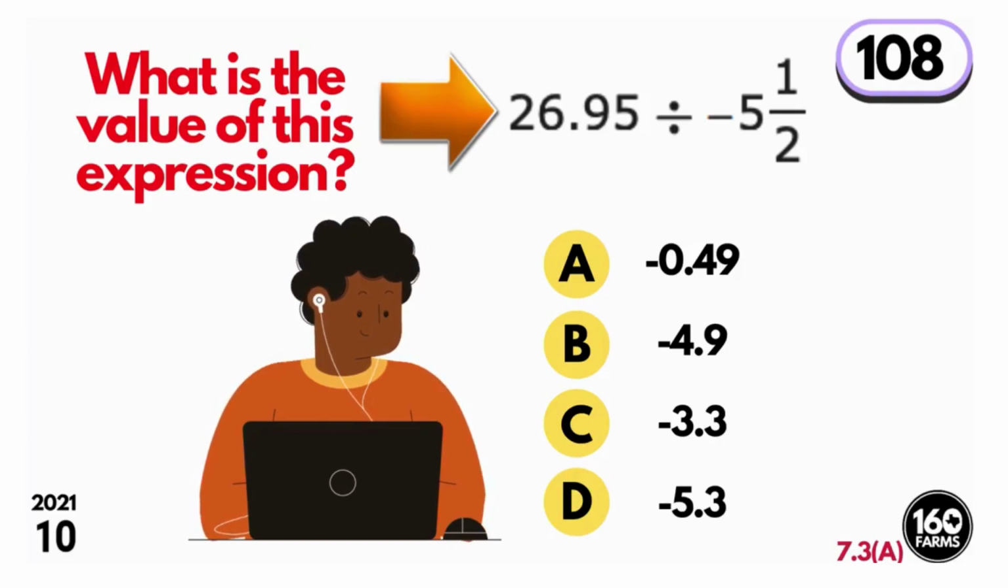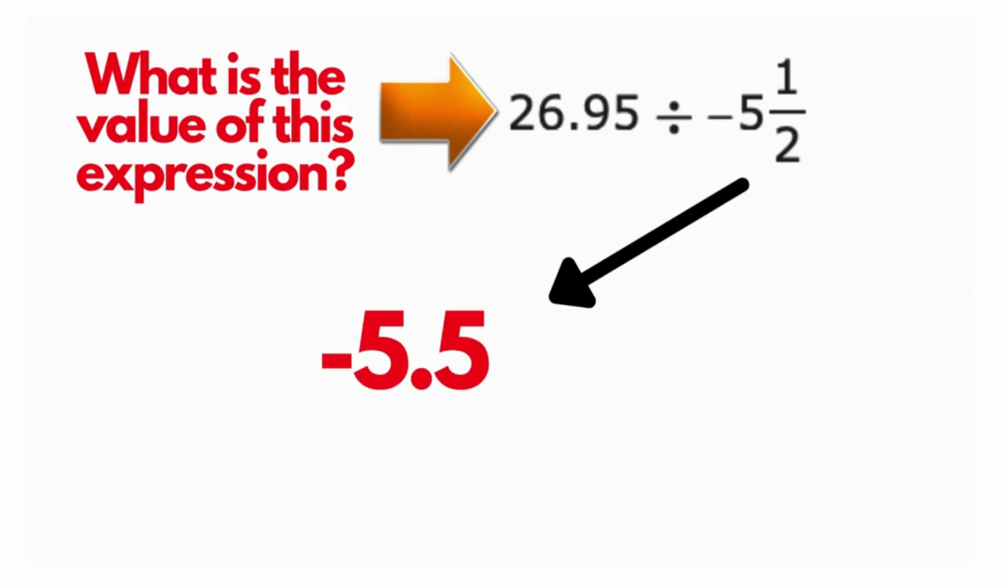Number 10. What is the value of this expression? We have a decimal divided by a negative mixed number. Looks a little tricky, but let's get it converted so that we can work with it a little bit easier. Generally, when I take a question like this, I like to get them both in the same format. And I would rather work with decimals on both sides because a mixed number has a whole integer and a fraction, and it gets a little bit tricky.